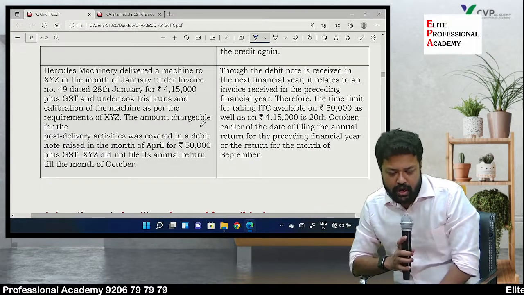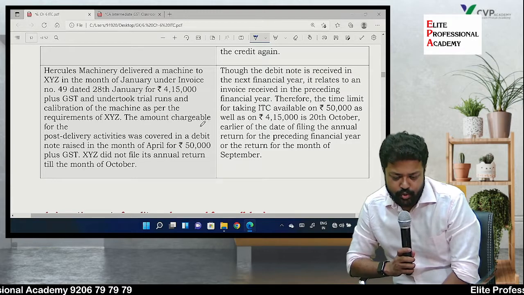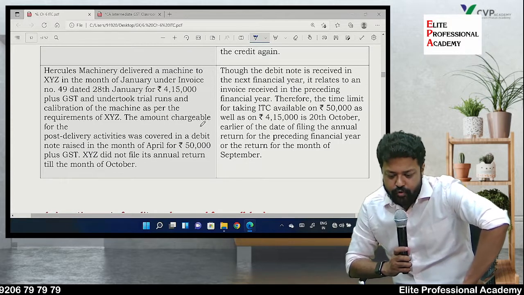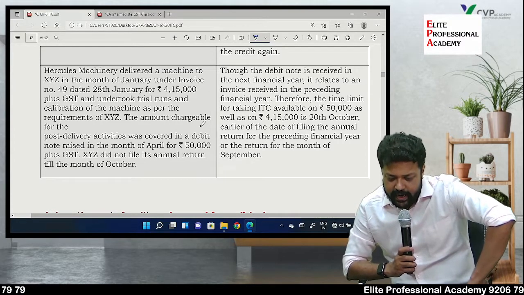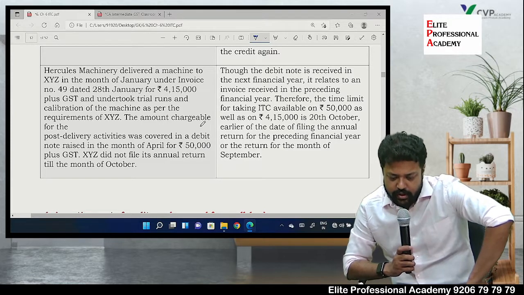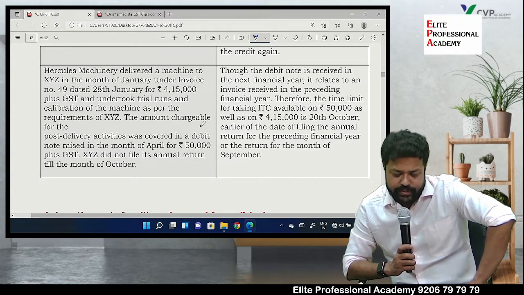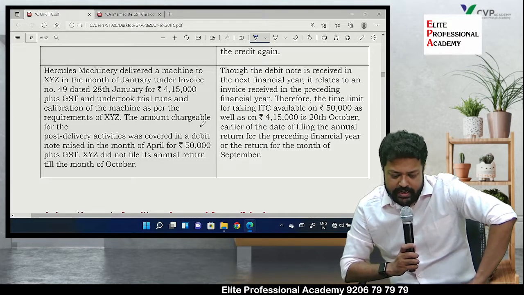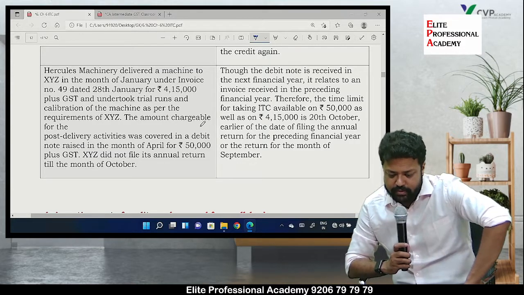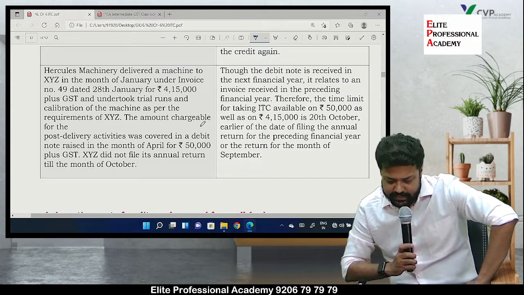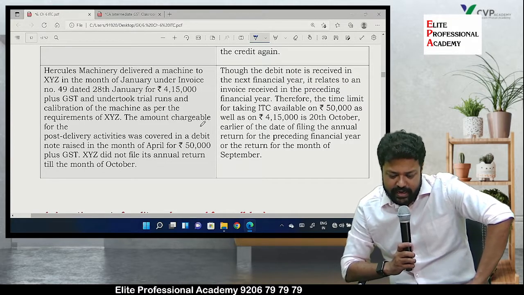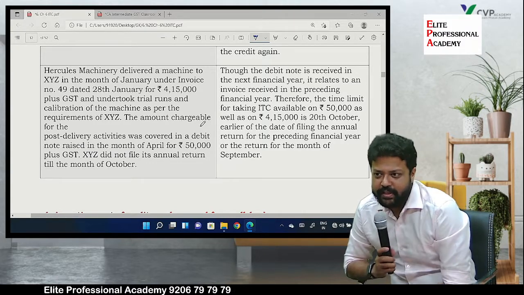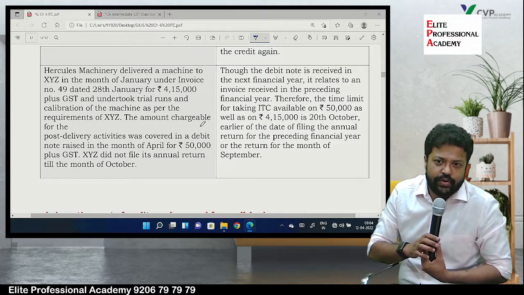Now you. Hercules Machinery delivered a machine to XYZ in the month of January under invoice number 49 dated 28 January for rupees 4,15,000 plus GST, and undertook trial runs and calibration of the machine as per the requirements of XYZ. The amount chargeable for the post delivery activities was covered in a debit note raised in the month of April, rupees 50,000 plus GST. XYZ did not file its annual return till the month of October. Whether the credit is eligible, if yes, how, if no, why?